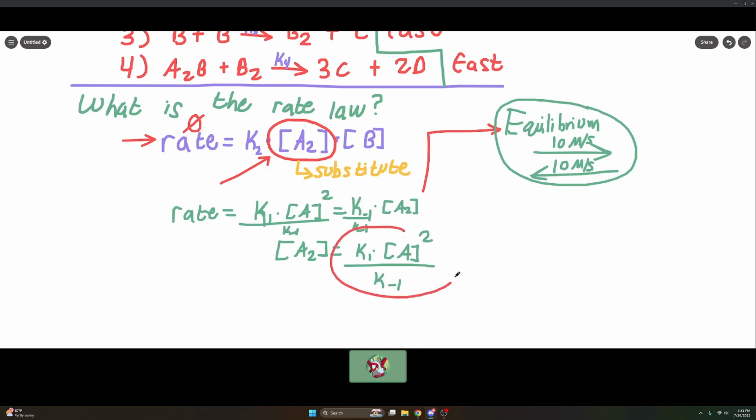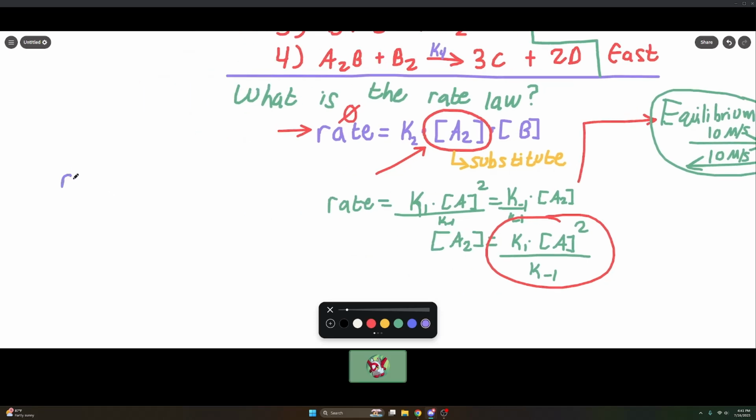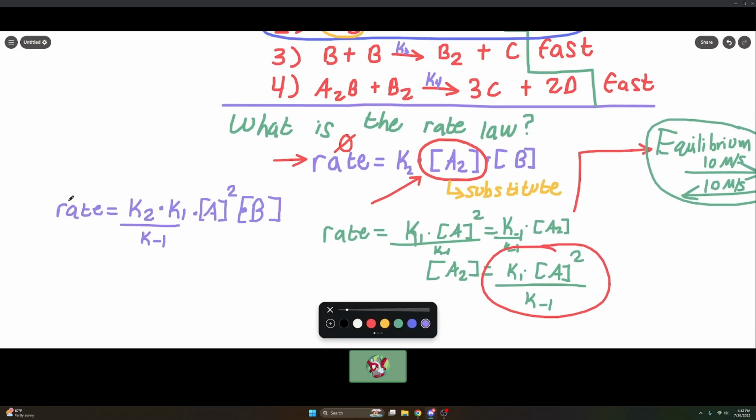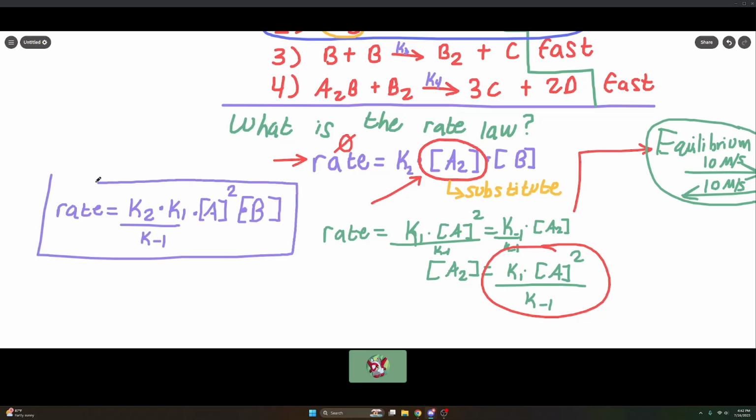And now I can substitute. I can take my original answer, rate, and I'm talking about this one again. Rate equals K2. And now that I get to A2, I'm going to substitute in K1 over K-1 times the concentration of A squared. I have substituted A2 away, and now I plug in B. This would be my final rate law.